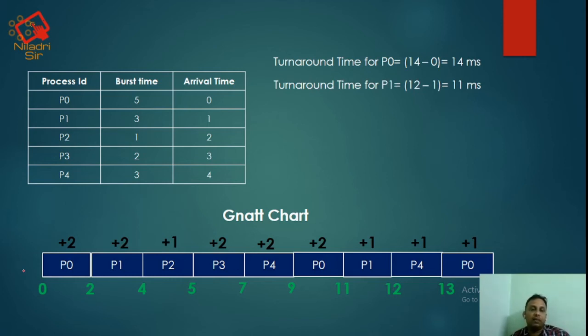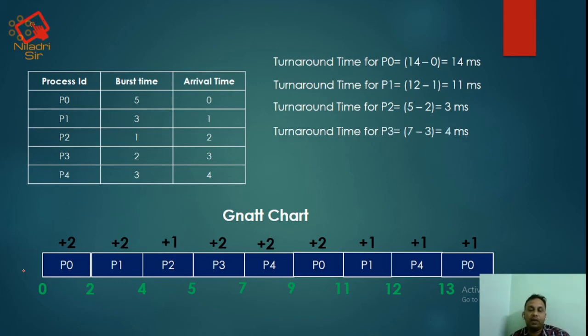Okay. 7 minus 3 basically will be 4. And for P2 it will be 5 minus 2, that is 3. And for P3 it will be 7 minus 3, that is 4. And for P4 it will be 9 minus 4, that is 5 microseconds.